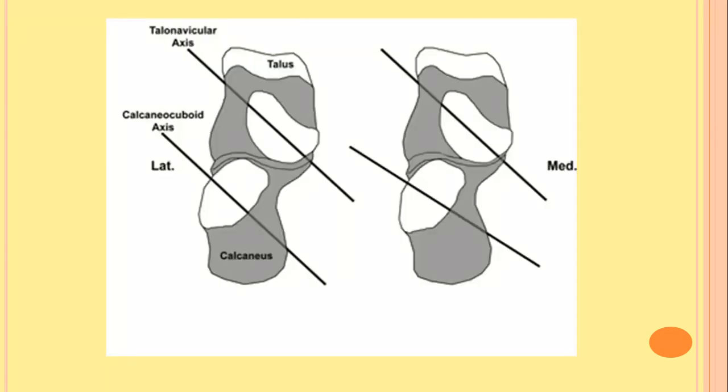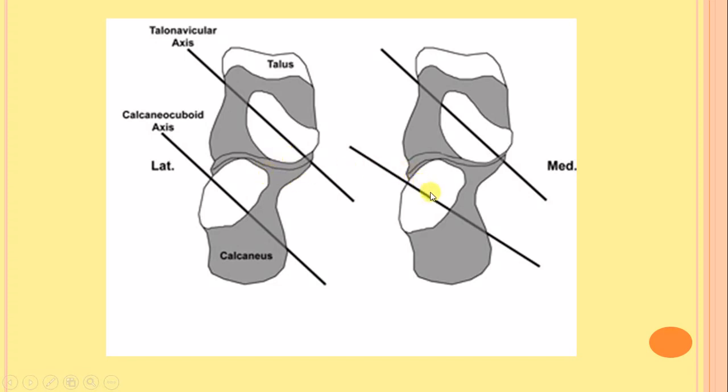Here is shown the movement that occurs during inversion and eversion, and the axis of movement occurring at these joints. Here you can see the axis is not transverse or longitudinal vertical. It is somewhat oblique, at the talonavicular and calcaneocuboidal joints. These axes are parallel to each other. They will not cross at any point. So this is in the normal resting foot.